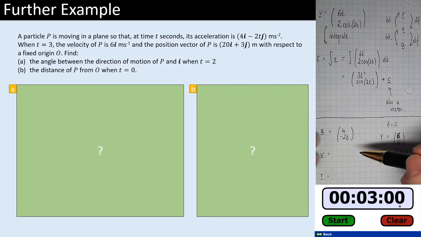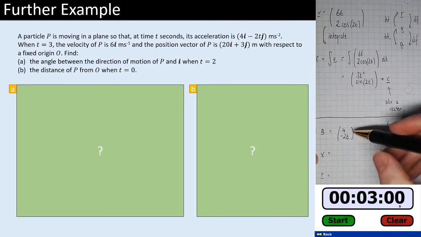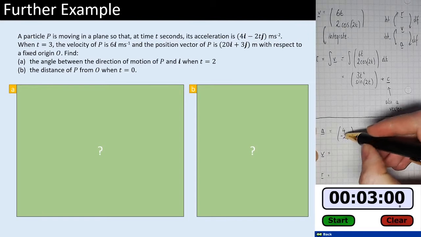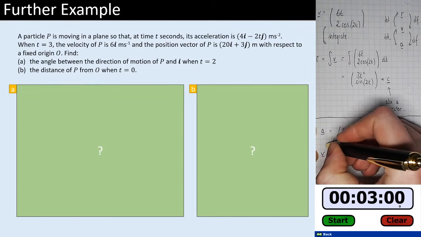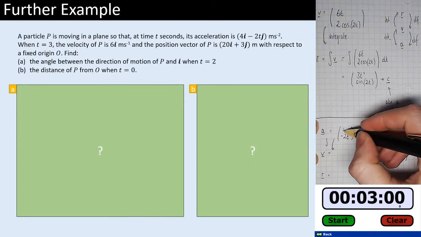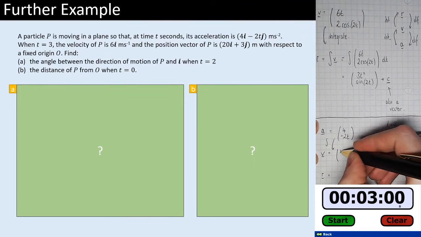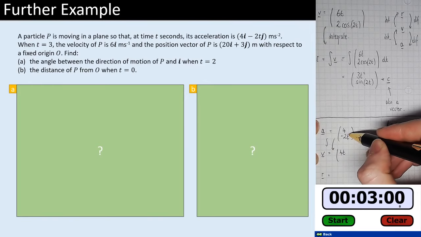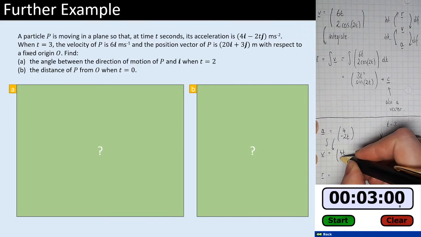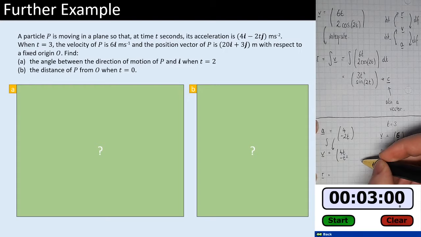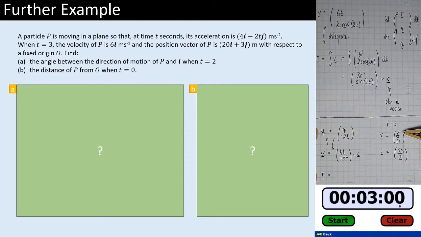All right. So what should we look to have done in this kind of time? Well, we should have looked to have integrated this to give us our velocity vector. So integrating 4, we just get 4t. Power increases by 1, so that would become 2. Divide by that, we get negative t squared. And we have our constant vector as well. Now, when t is equal to 3, we get a velocity of 6, 0. So we're going to continue this down here.